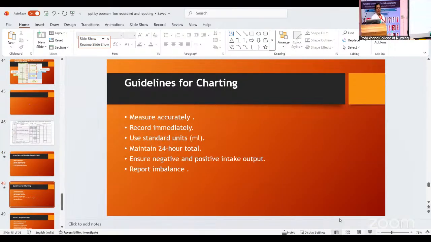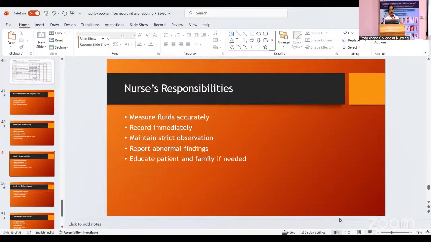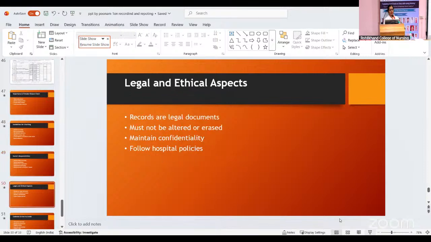Guidelines for charting है, accurate measure करें, record immediately, use standard units, 24-hour total होता है. So I have already told you. Nurse's responsibility, fluid accurately, record immediately, same. Legal and ethical aspects, records are legal document, must not be altered or erased. It should not be erased, चिपकी नहीं लगानी, whitener use नहीं करना है, overwrite नहीं करना है. Nothing should be done on your documented sheet. Once you documented, that should be reported first, then only you can go for further documentation. Okay, it should be reported first, right?